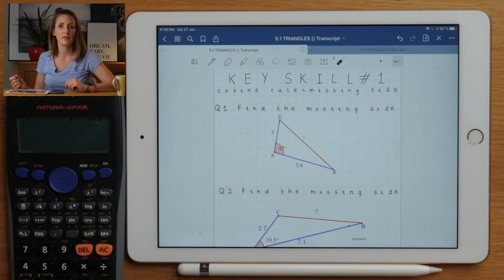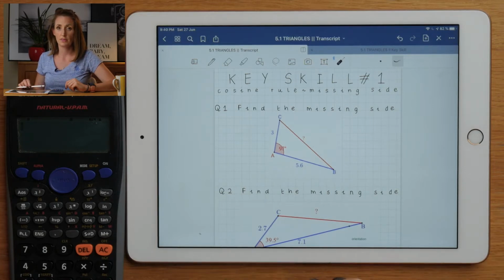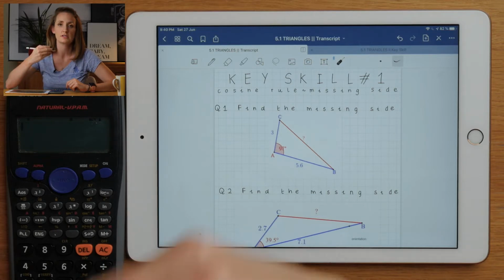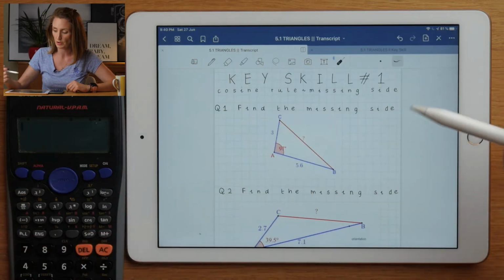Welcome back. Now we've looked at all of our proofs, we're going to look at some numerical examples about how we can use this in exam style questions. So in the first key skill, we're going to be looking at the cosine rule. We're going to be looking at how we can use the cosine rule where we've got a missing side. The most important thing is to realize which scenario, which situation you can use the cosine rule in.